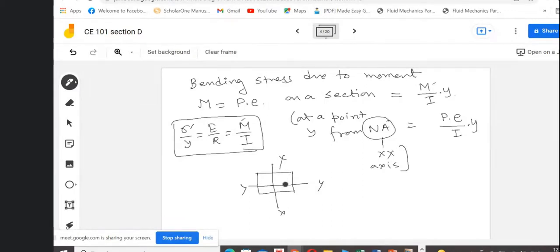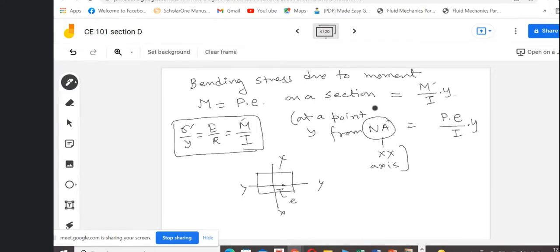So this is the XX axis, and this distance is E, and so P into E is where the moment is acting, and due to that the stresses are getting generated, and Y is the distance of any layer from the neutral axis.